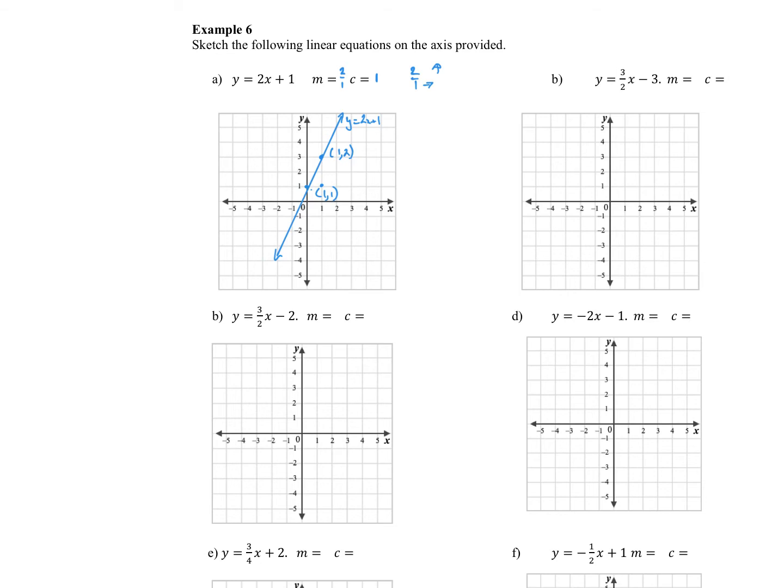so let's go across to the right. We can see here that my gradient has already been given to me as a fraction, 3 over 2, and the c value is -3. So again, y-intercept at -3, and so I'm going to go 2 across, 1, 2. So I should actually draw the line, shouldn't I? 1, 2 across, and then I'm going to go 3 units up, which is 1, 2, 3, and then I'm going to draw my line.